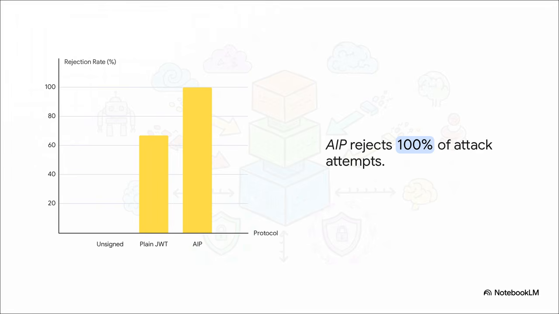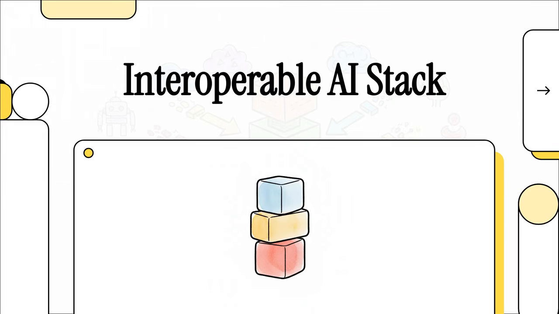And man, the data backs this up flawlessly. In adversarial evaluations with over 600 attack attempts, we're talking scope widening, token forgery, depth violations, AIP achieved a literal 100% rejection rate. To put that in perspective, standard plain JWTs missed a full third of those attacks. They totally failed to catch things like depth violations and audit evasions. And the crazy part, AIP manages this with sub-millisecond latency. It takes up less than 0.1% of the total time in a standard multi-agent LLM inference cycle. It is insanely fast.